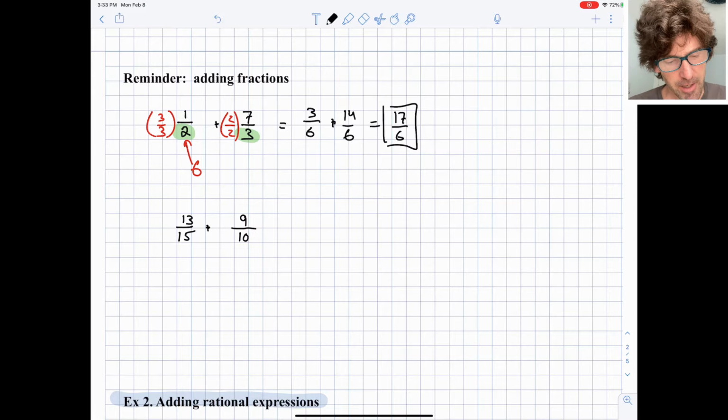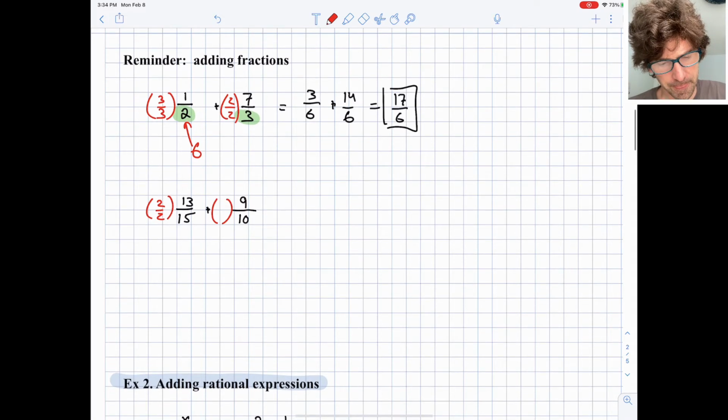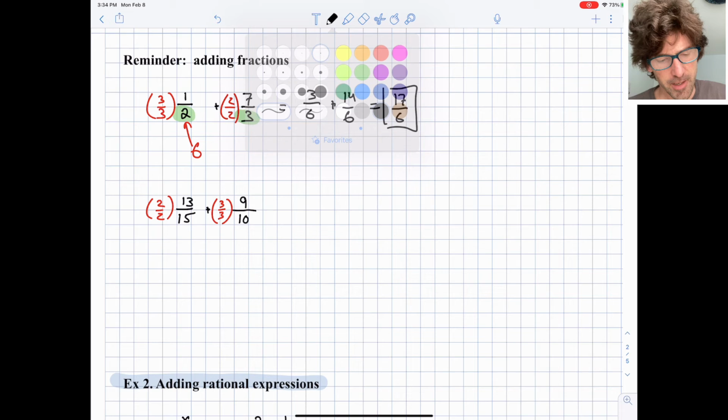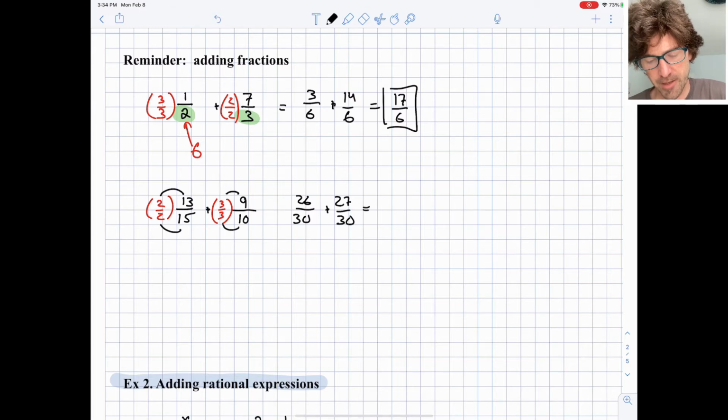Okay. Let's do another example. 15 and 10. What's the least common multiple of 15 and 10? It's going to be 30. How do we build a 30? Well, we need a 2 over 2 here, and we need a 3 over 3 here. Okay. And when I do my multiplication, again, I'm multiplying straight across the top to get a 26, straight across the bottom to get a 30, and then plus 27 over 30. I have common denominators. My final answer will not have a denominator of 60. We keep that denominator, and 26 plus 27 is 53.